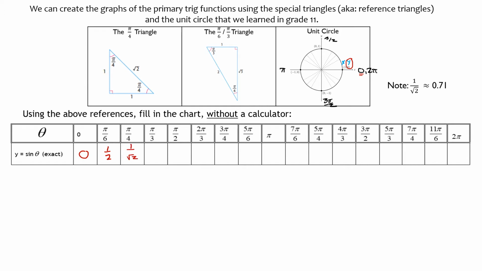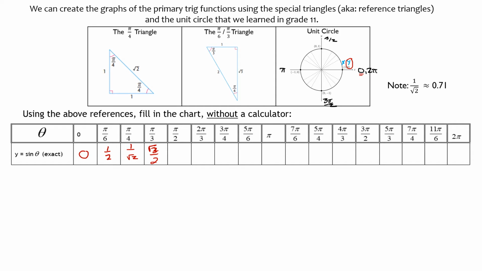And then if you just take a look off to the side here, you'll see that 1 over root 2 is approximately equal to 0.71, because we're going to have to graph these values. So it's pretty hard to graph 1 over root 2, but we can graph 0.7. Okay, pi over 3. Here's our pi over 3 angle. Sine is opposite over hypotenuse. That's root 3 over 2.